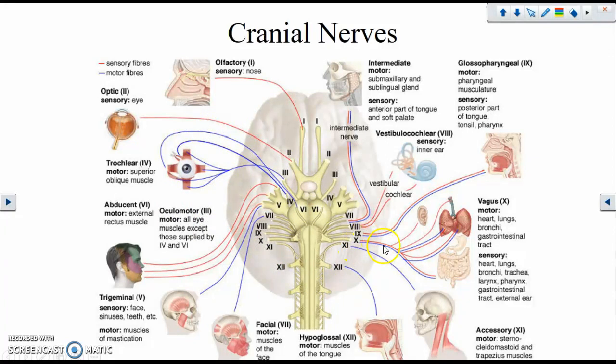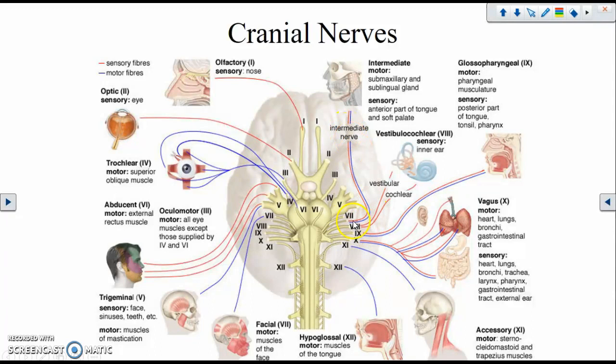That means it sends impulses that mediate the movement of your internal organs, but it also receives sensation, pain, all of that stuff from those organs. So when you have a blue and red fiber, that means you have a sensory and a motor function. Vestibulocochlear is absolutely all sensory. So again, please make sure.